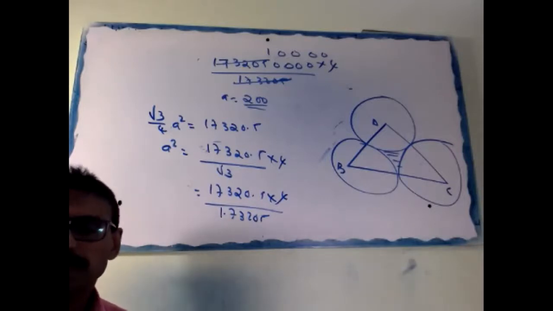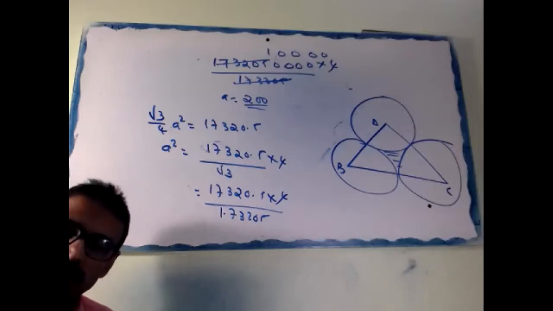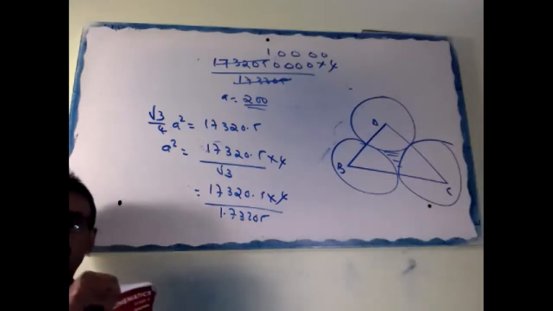Three sectors form a semicircle. That is okay, no problem. Okay, yeah, correct. Pi r square, no problem. That is okay, no problem. Okay.